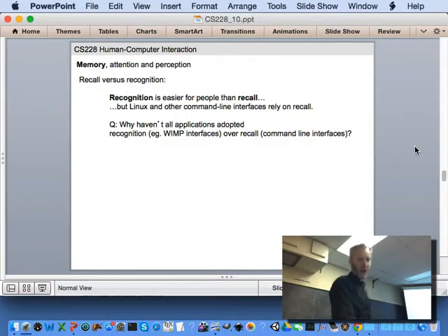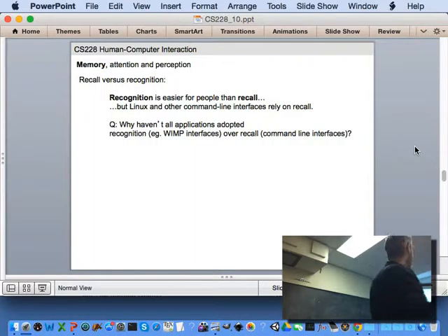Okay. We've already talked about this a fair bit, right? Recognition is kind of easier for people than recall. If that's true, why do command line interfaces still exist? Why do people use Linux, which has a blinking cursor and not much else, right? If you're a power Linux user, you're doing everything based on recall.